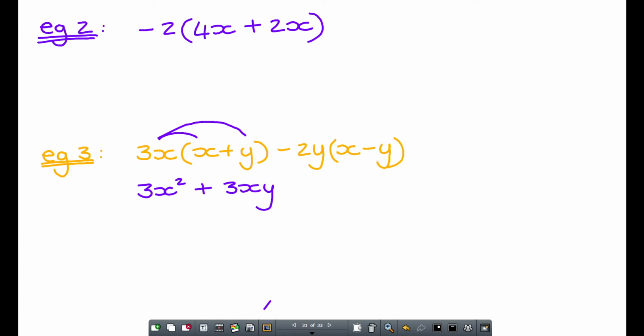Okay, now over here, not just the 2y, but the full minus 2y must be multiplied in with both the x and the negative y. Do you guys understand that? Okay. So what we'd have here is minus 2y times x is going to give me minus 2xy. And you'll see that I write it in alphabetical order so that I can see much easier which ones are like terms.